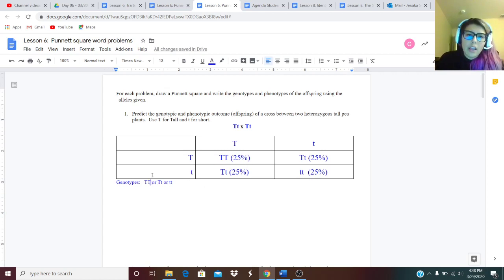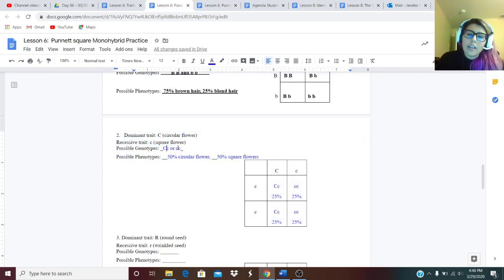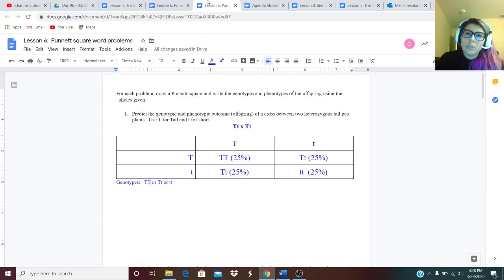I know that for this assignment, it did not ask us to do ratios for the genotypes, but for this assignment, we're going to go ahead and do that. Of this genotype, we have 25%. There are no other possible chances of it being capital T, capital T, so that's going to be 25% for this option, for homozygous dominant.